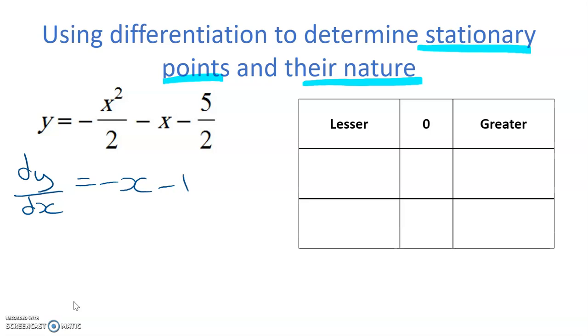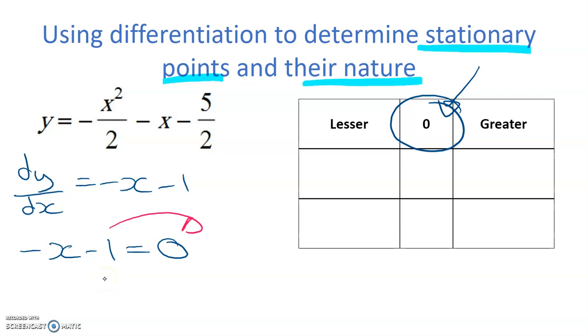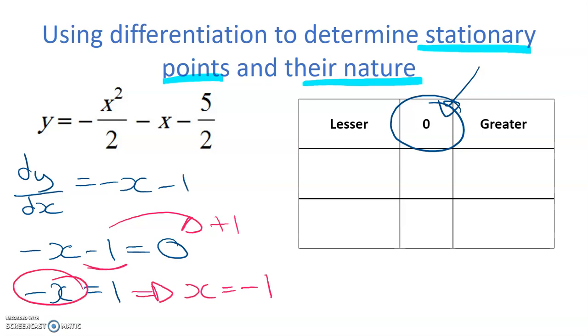Now for the stationary point, we need the slope to be 0. So we need to equate that to 0 and then find out what x equals at that point. This one's quite straightforward because it's linear, so we're just going to move the 1 to the other side. So it'll be plus 1 because that's the opposite of negative 1. You get negative x equals negative 1, which is the same as saying x equals 1, because we want these to be positive. So at our stationary point, x equals negative 1.